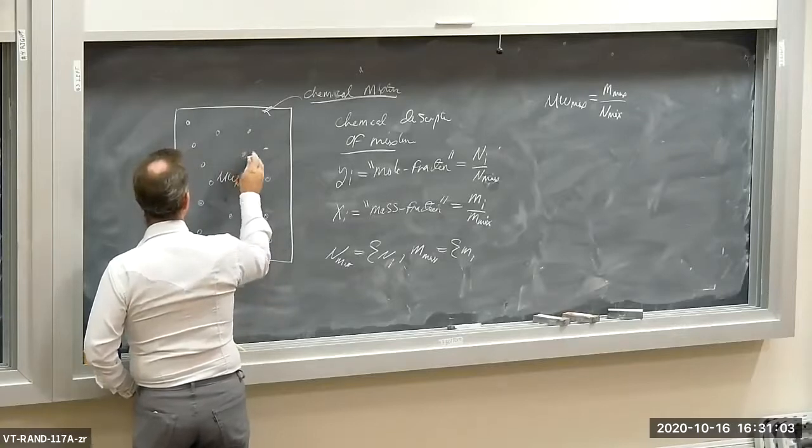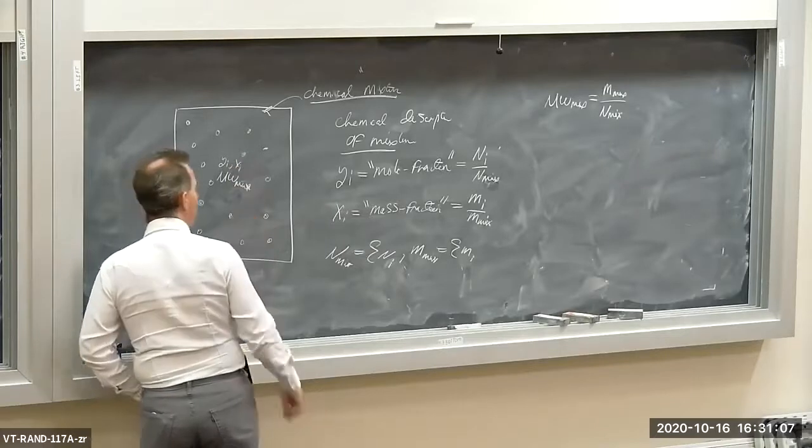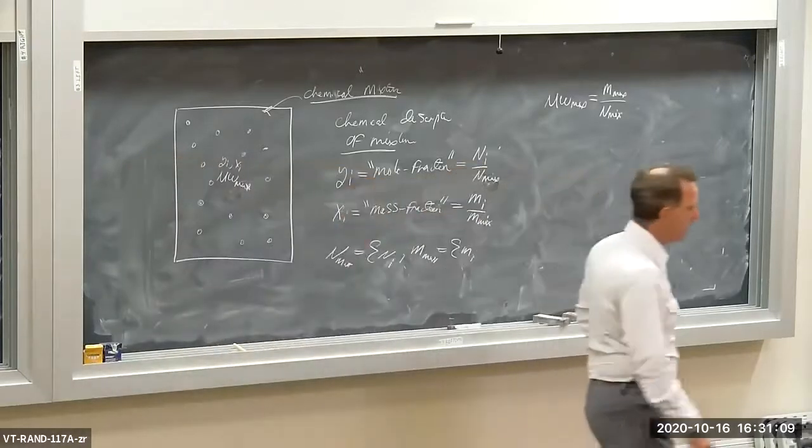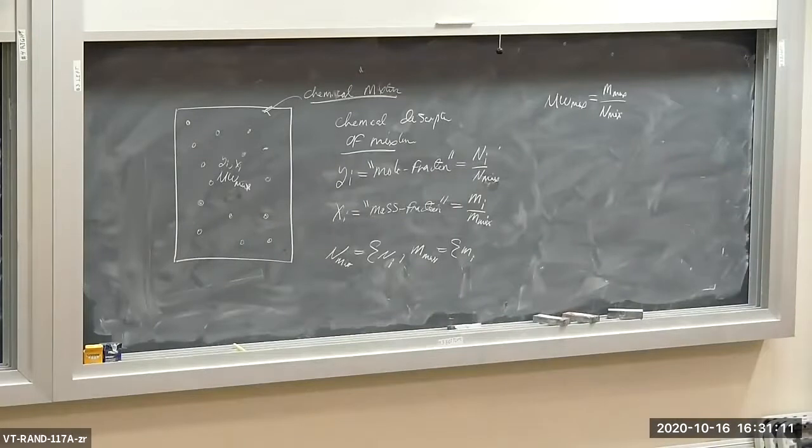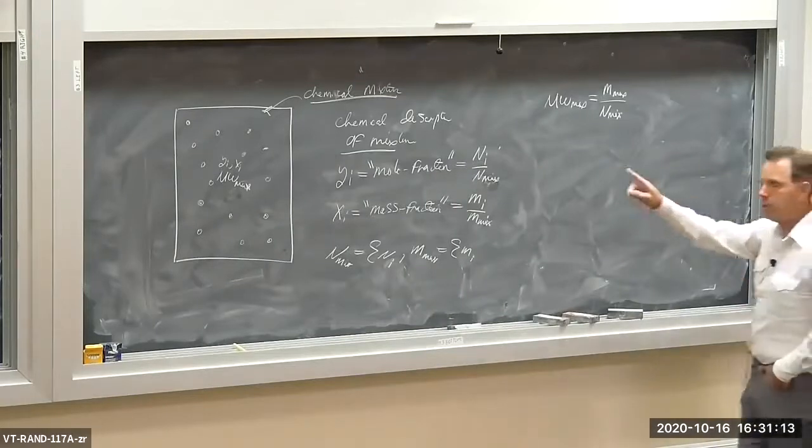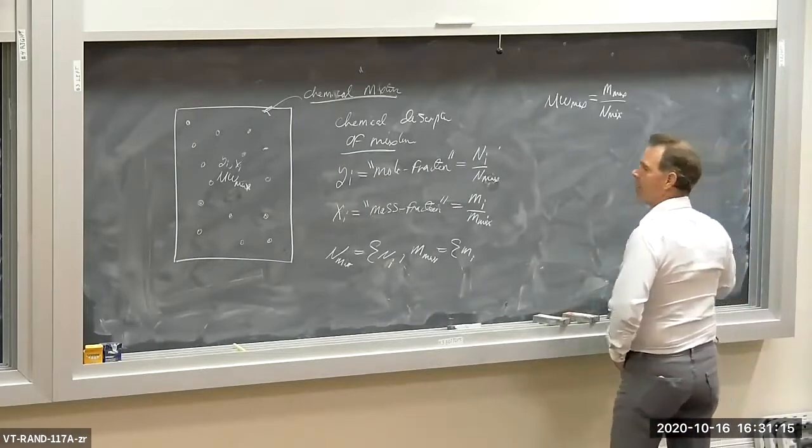It has some description in terms of mass and mole fractions. That's how we describe the mixture. How do we actually calculate the molecular weight for the mixture? Maybe in terms of these mole or mass fractions.